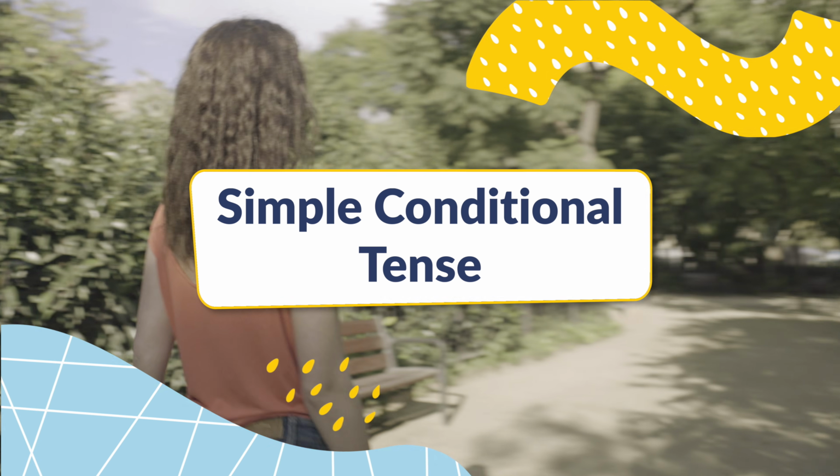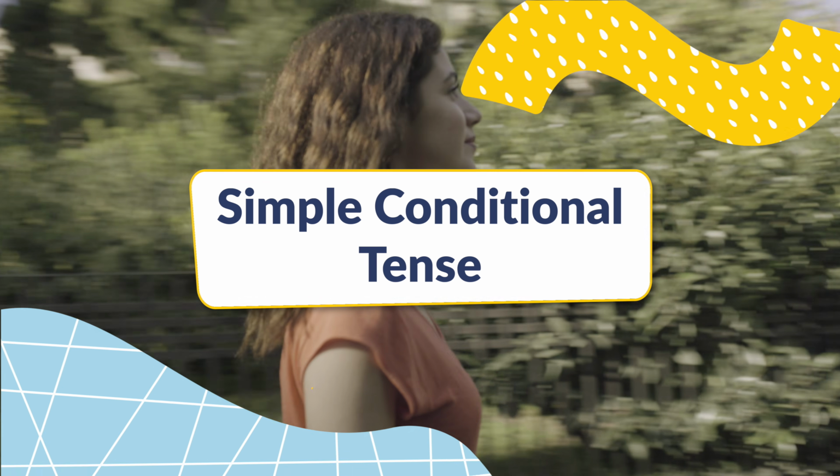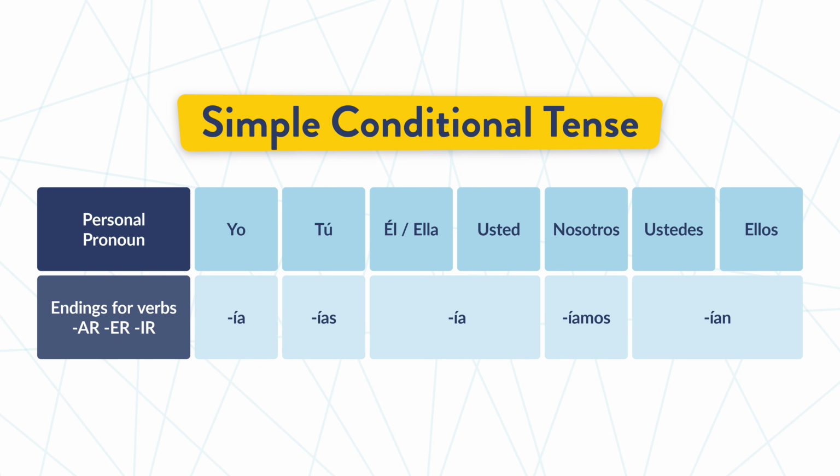Simple conditional tense. As I mentioned before, this is one of the simplest Spanish verb tenses you can learn. For regular verbs, all you need to do is memorize the conditional tense endings and add them to the infinitive form of the verb. For yo, the ending is -ía. Tú, -ías. Él, ella, -ía. Usted, -ía. Nosotros, -íamos, ustedes, -ían, ellos, ellas, -ían. That's it. Simple as that.